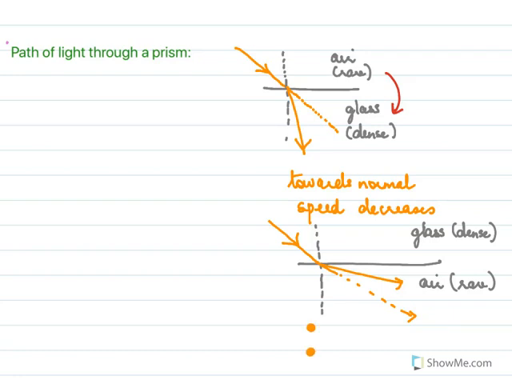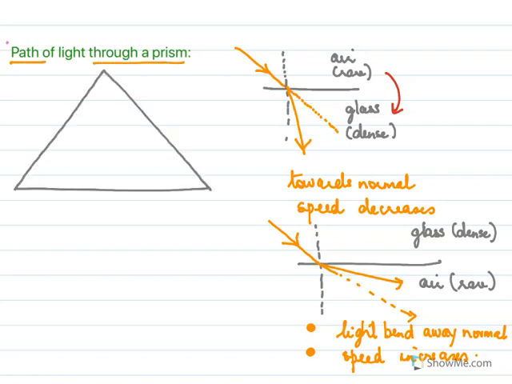So two things happen here. The light will bend away from the normal, and speed will increase. So we need to keep these points in mind when we discuss the path of light through our prism.